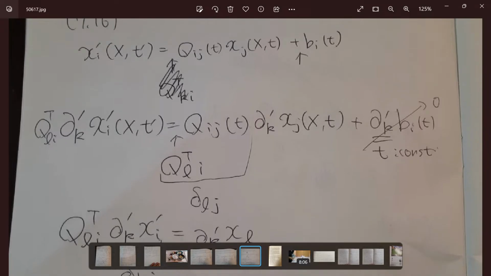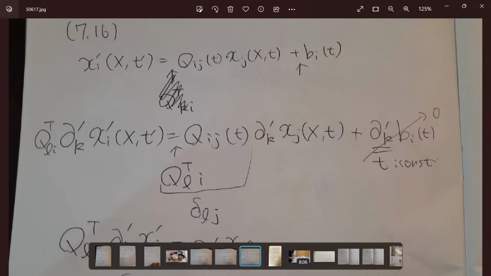So we see this. You can see this qij here. This is not affected by partial k prime. But the next part, xj, is affected by partial k prime. Then the last term is not affected. This goes to 0 because bi is just a function of t. Then if I take partial k prime, t is constant. So this last term becomes 0. Right?